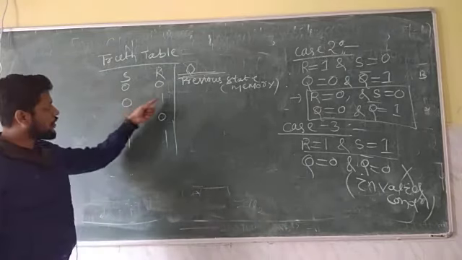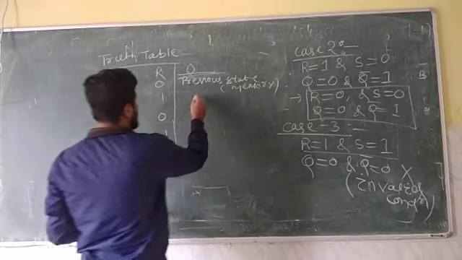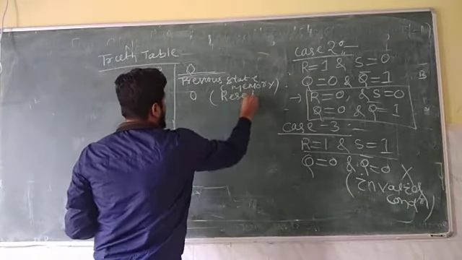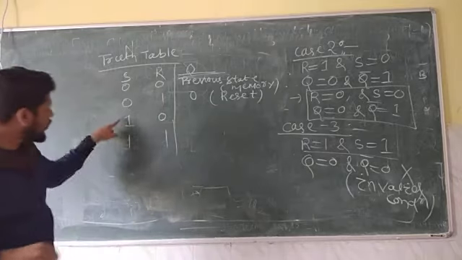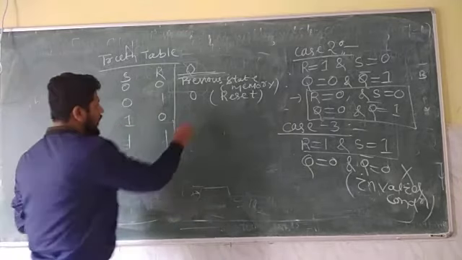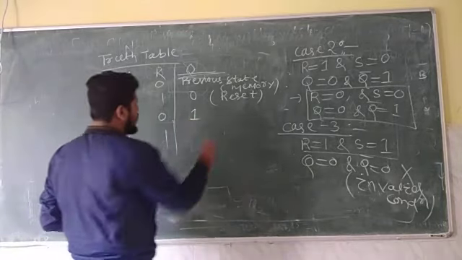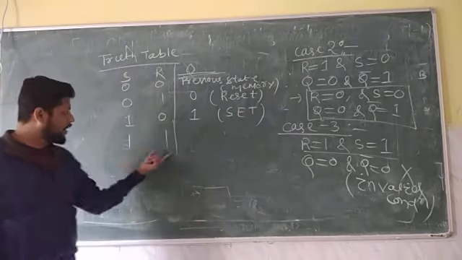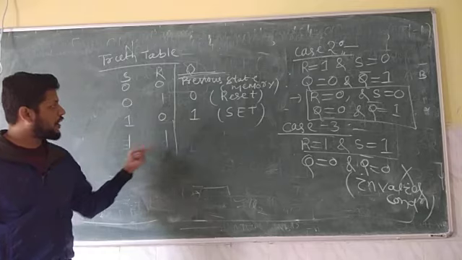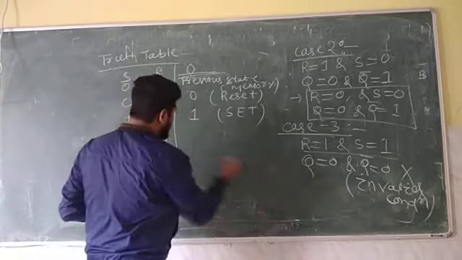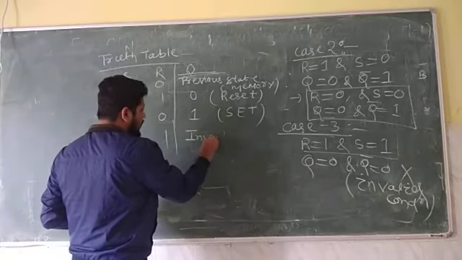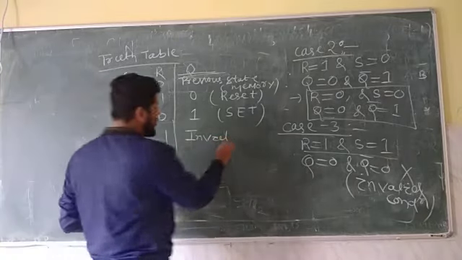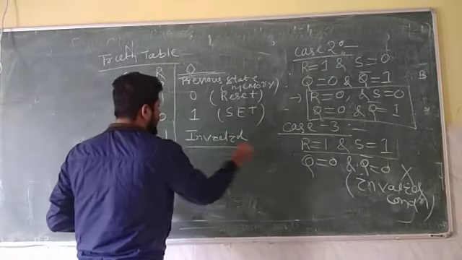When S is equal to 0, R is equal to 1, we will see Q is equal to 0. So this is your condition for reset. When S is equal to 1, R is equal to 0, we find Q is equal to 1. So this is the condition for set. When both the inputs are 1 1, never apply 1 1 input to the SR NOR latch. So this is your invalid condition.